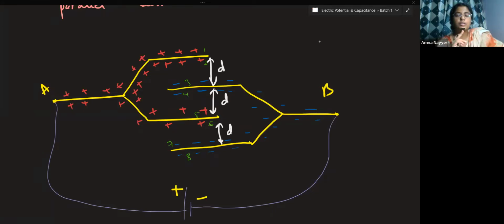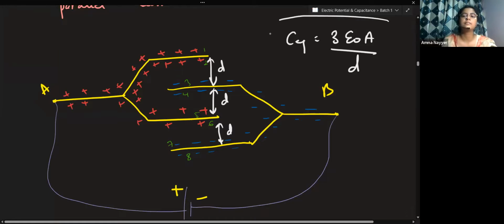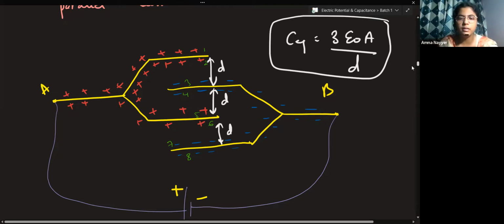So in this question, wherever you get these kinds of questions, count how many parallel plate capacitors have been made. 3 capacitors have been constructed. So the equivalent capacitance simply becomes 3 times epsilon naught A by D. This is how we write it. Let's do one more example.